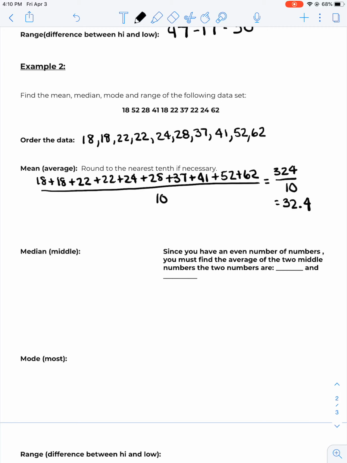Now for here, we have an even set of numbers. We have 10. So again, here it says, since you have an even number of numbers, you must find the average of the two middle numbers. The two middle numbers, if I take, and again, I'm going to put it over here to the side, 10 divided by 2 is 5. So if I come in 1, 2, 3, 4, 5, and I do the same here and come in 5, my middle two numbers here are 24 and 28. So if I take the average of those two numbers, 24 plus 28 divided by 2, I'm going to have 52 divided by 2, which is 26.